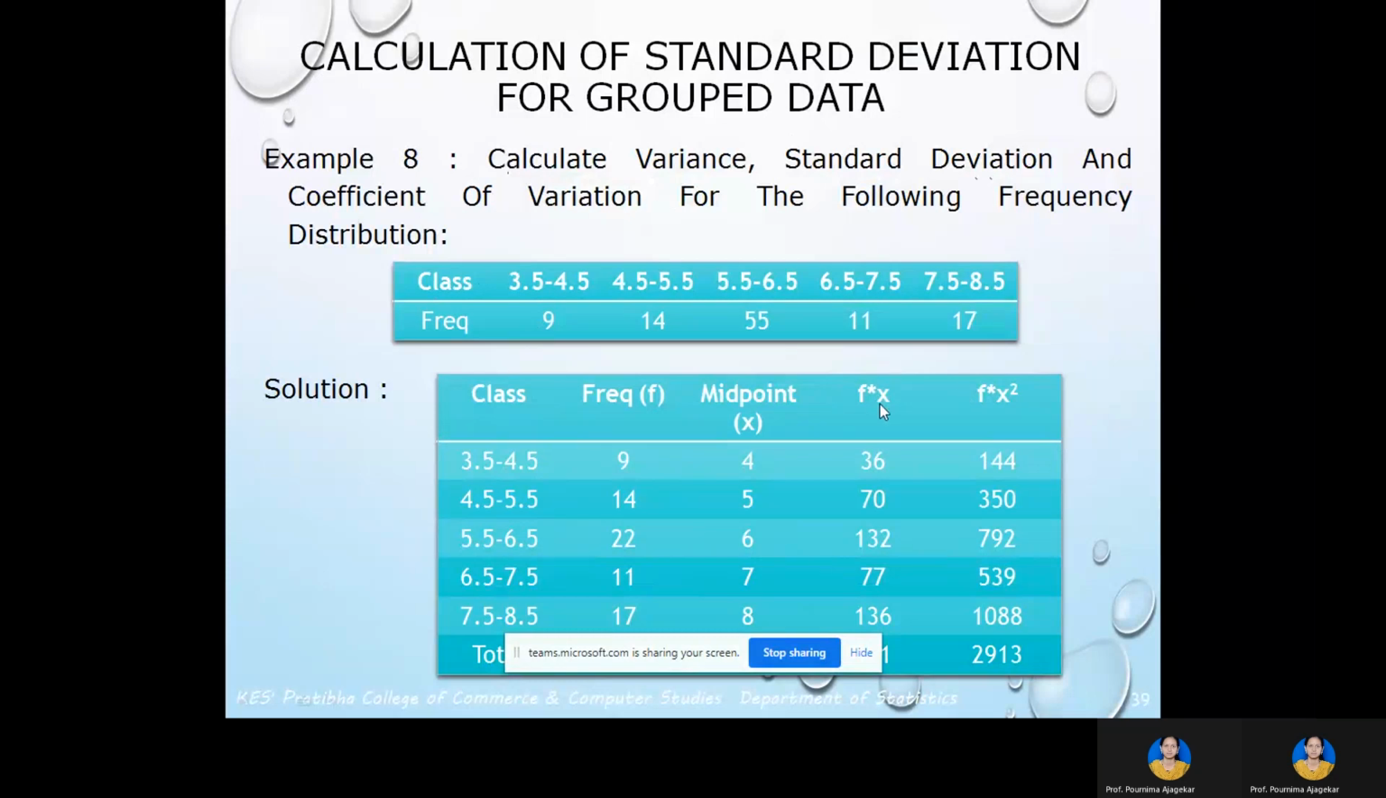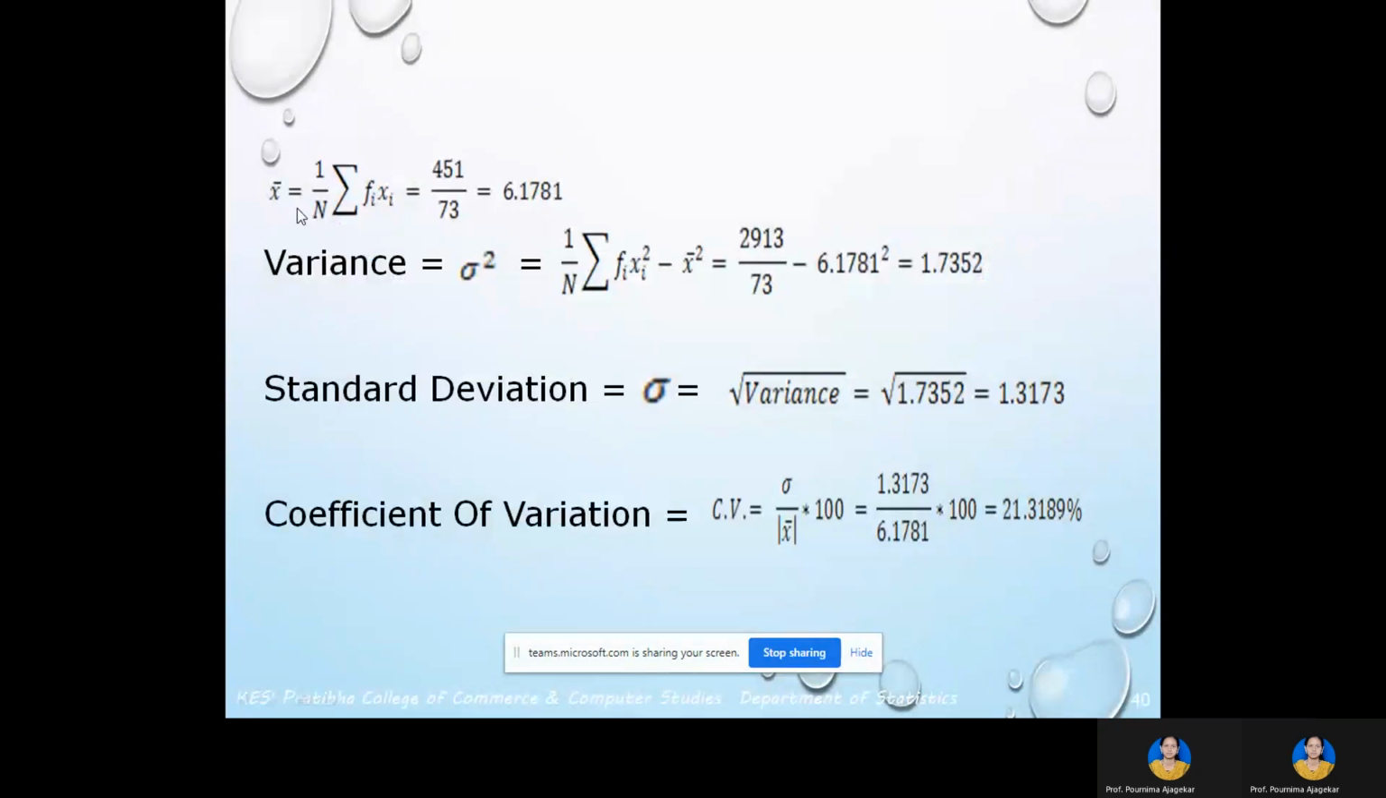Then we have to add the two columns, the column of f into x and the column of f into x square. From these columns, we get the sums summation fixi and summation fixi square. And from the column of frequencies, we get the total frequency. So the mean x bar equal to 1 upon capital N summation of fixi, which is equal to 6.1781. And the variance sigma square is equal to 1 upon capital N summation fixi square minus x bar square, and the variance is equal to 1.7352.